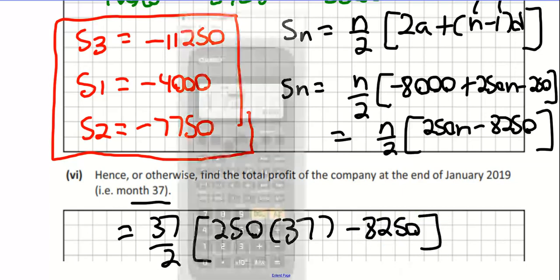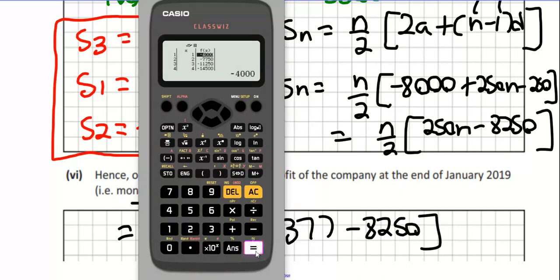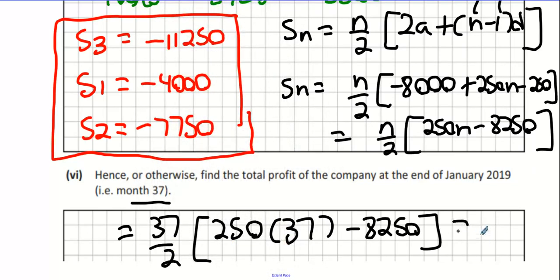Because I already have this in my calculator, I'm just going to start at like 35, end at 37, and it'll give me the answer for 37. Just being a bit lazy because it's already there. 18,500 euro in total. So you finally are in positive profit.